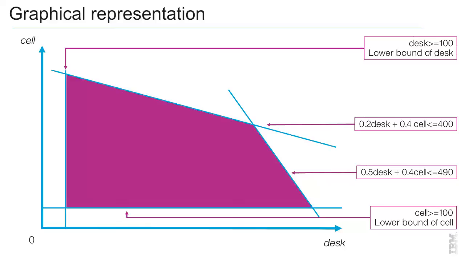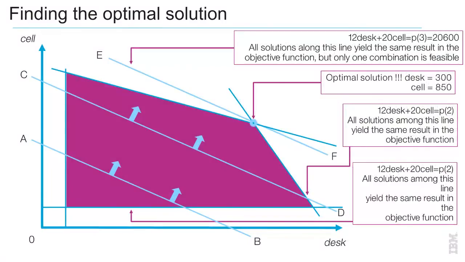This graphic shows the feasible region for the telephone problem. The variable desk production and cell production here are abbreviated to be desk and cell. The optimal solution to the LP is obtained when values for the decision variables have been found that are within the feasible region and that maximize profit as defined by the objective function. In this problem, the objective function is to maximize 12 times desk plus 20 times cell, the profit made from the desk phones and the cell phones that are produced.